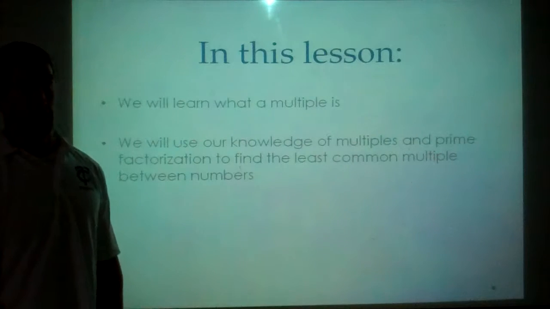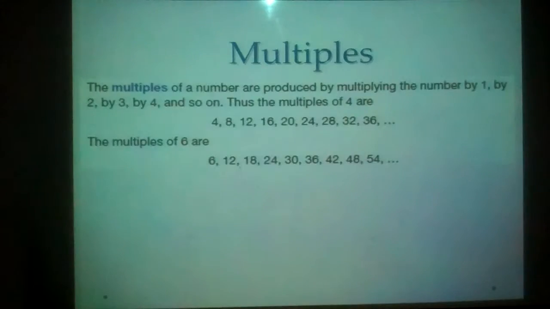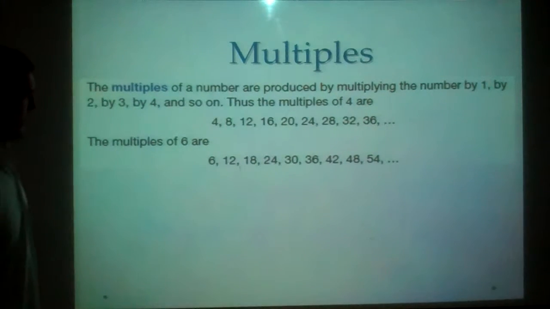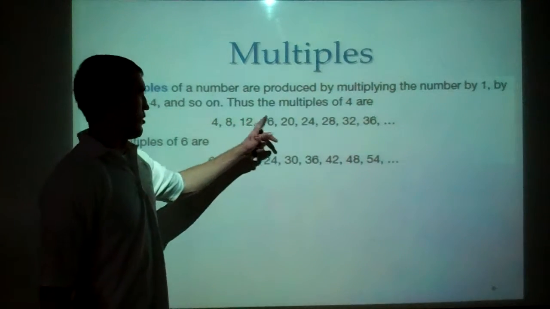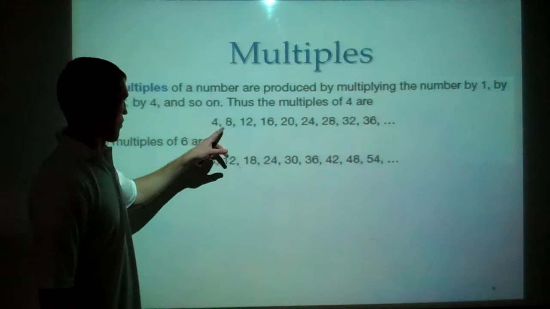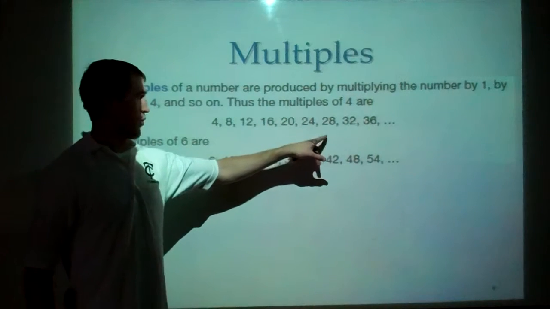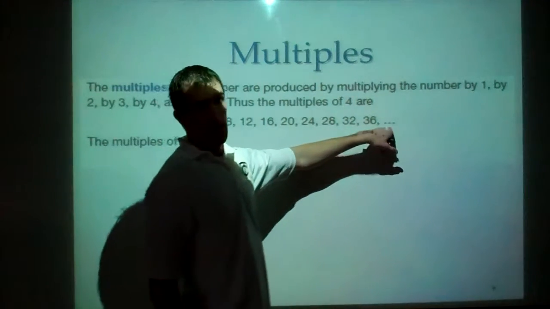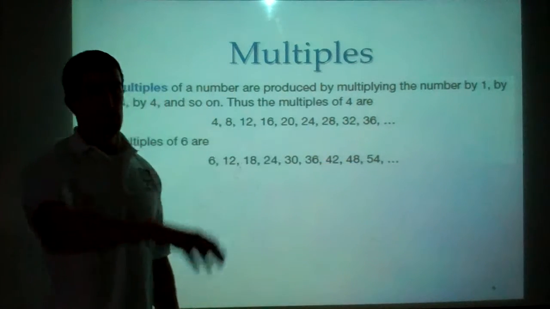But the first thing that we need to know is, what is a multiple? Alright, well, it says here, the multiples of a number are produced by multiplying the number by 1, by 2, by 3, by 4, and so on. So, if we look at the number 4, it says the multiples of 4 are 4, 8, 12, 16, 20, 24, 28, 32, 36, 40, 44. Keeps going on, just like that.